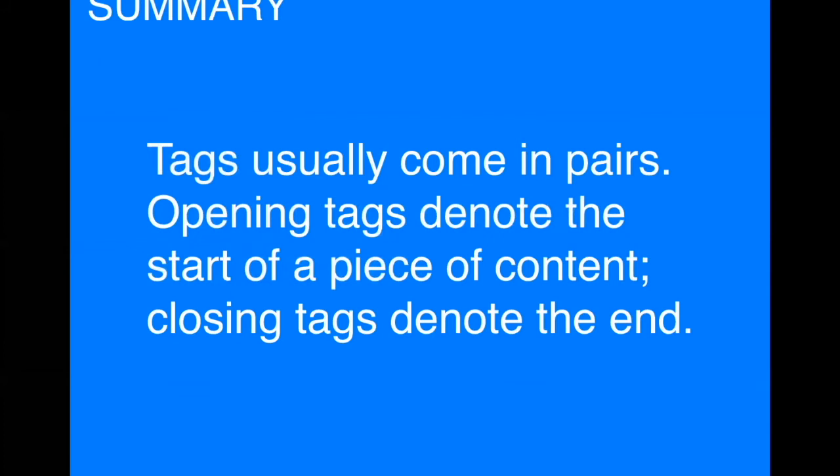Tags will come in pairs. Opening tags denote the start of your content, and closing tags denote the end, which means you could have multiple types of content within a page. Opening tags can carry attributes, which will tell us more about the content and also provide additional functionality, which we'll do a little bit later when we create a link.